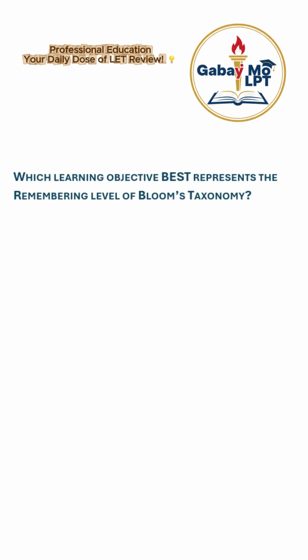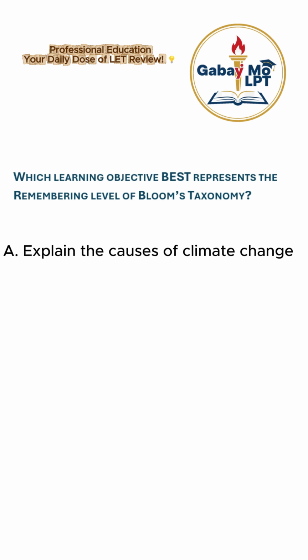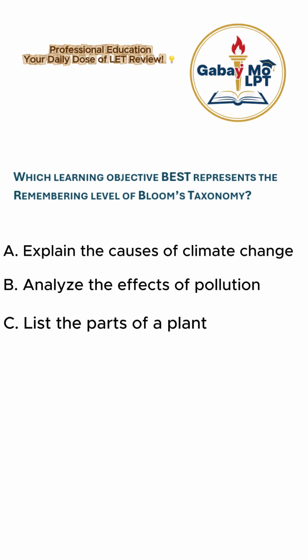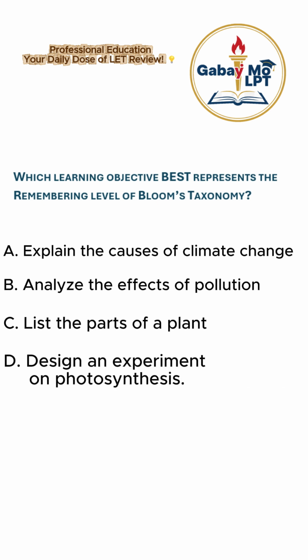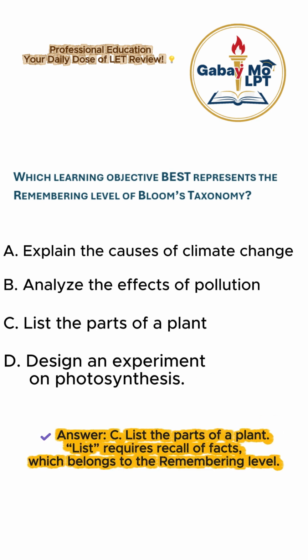Which learning objective best represents the remembering level of Bloom's taxonomy? A. Explain the causes of climate change. B. Analyze the effects of pollution. C. List the parts of a plant. D. Design an experiment on photosynthesis. Answer C. List the parts of a plant. List requires recall of facts, which belongs to the remembering level.